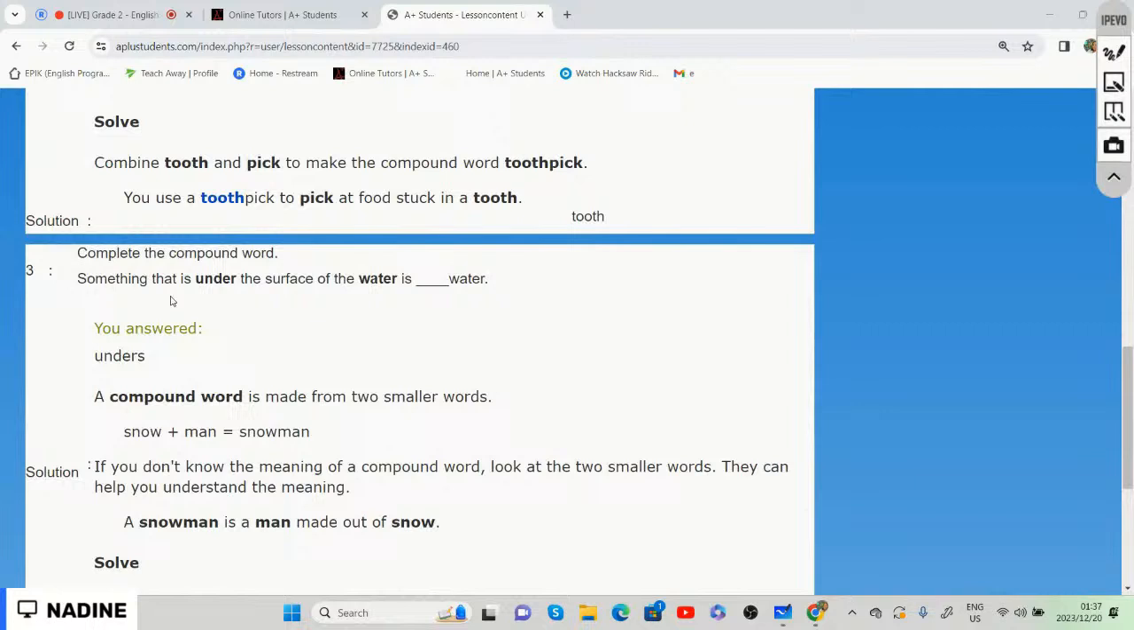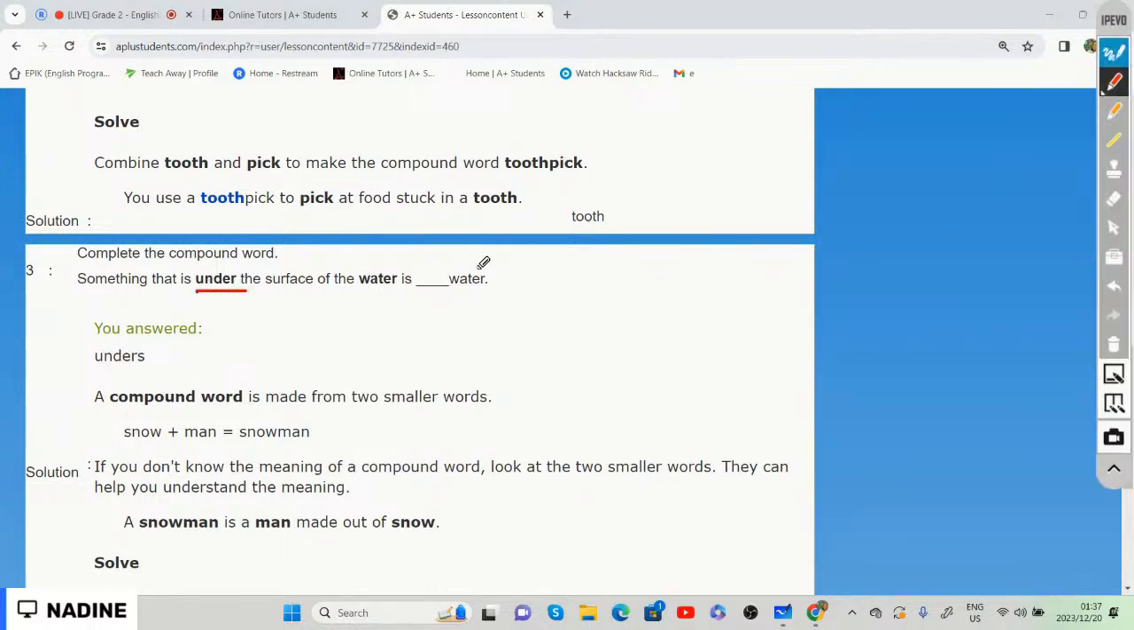And something that is under the surface of the water. So something that is under the surface of the water is what? Like, for example, a submarine. Where will you find the submarine? Where do you find the fish in the sea? So we will find them underwater. So a compound word is underwater.